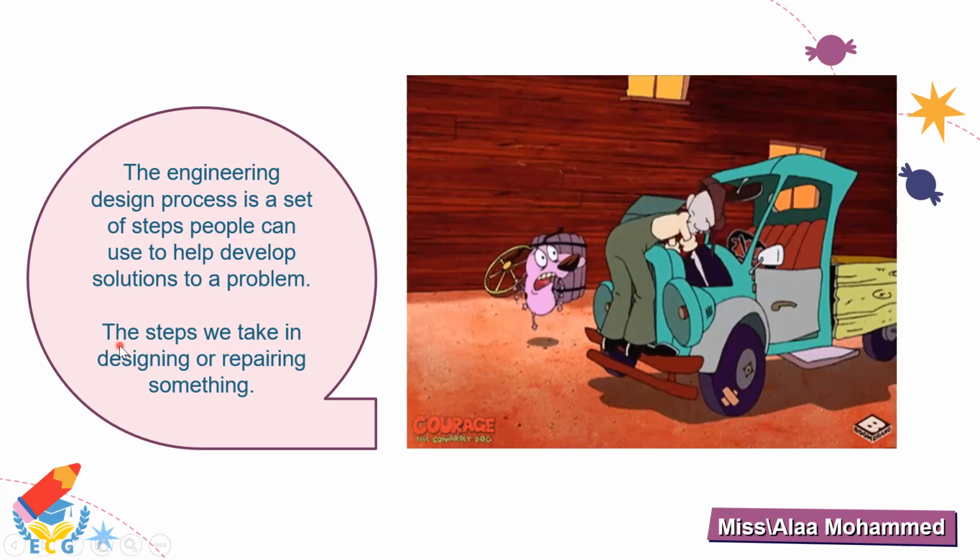The steps we can take to design or repair something. When something is broken, we can repair it by the design process. When we need something, we can design it by the engineering design process. So the engineering design process is a set of steps people can use to help develop a solution to a problem.